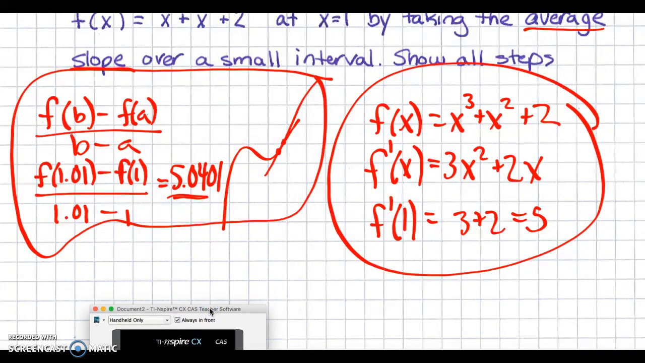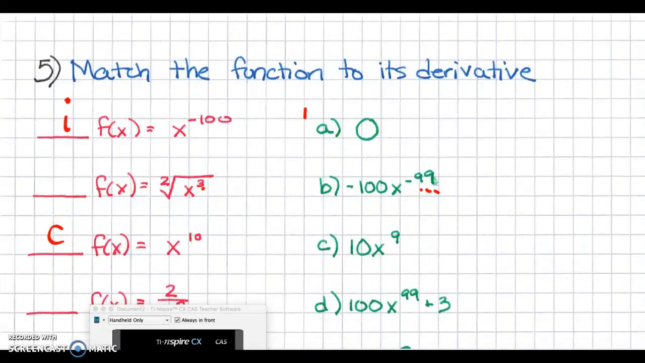We did that in the past because we didn't know about derivatives. Now we have derivatives. We find the instantaneous slope really quick by just taking the function, taking its derivative, and then putting the 1 in. Okay, on the next page, I have some select functions we're going to do. Let's do the easiest one first. The derivative of x to the 10th is 10x to the 9th, which is right there in choice C.